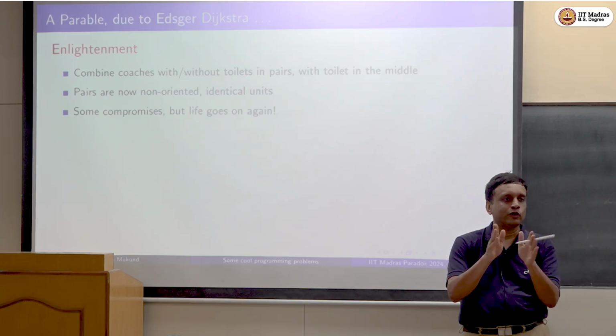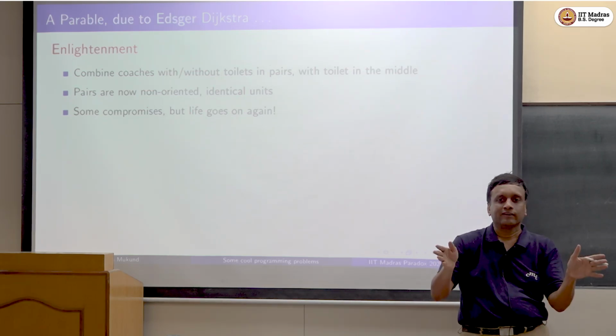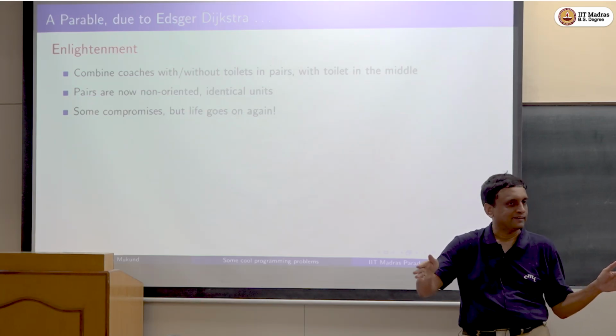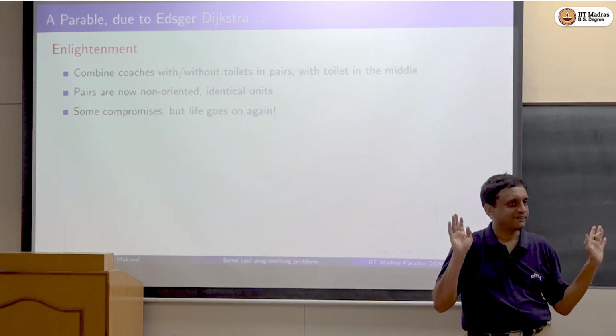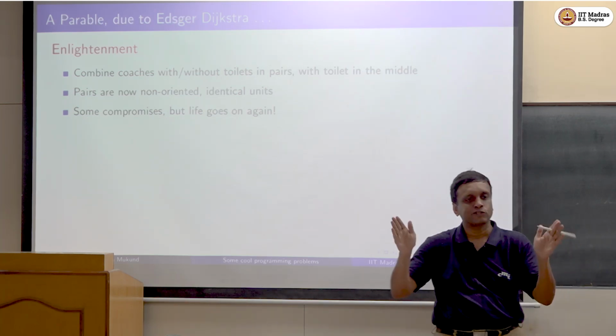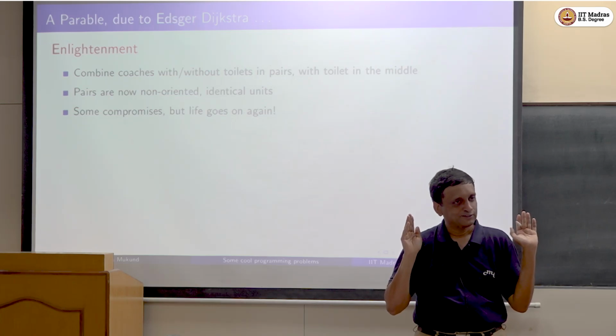So it's essentially identical, even though it could be that you rotate it and the toilet is on this side or on that side, but within a unit, you are pointing to your toilet if you're not in the toilet coach. So now the problem has disappeared. Because you are now working with a different unit of information, which is pairs of coaches which have one toilet. So this is the solution.